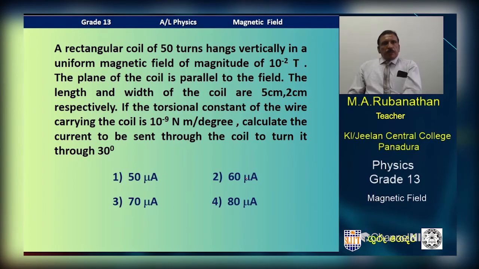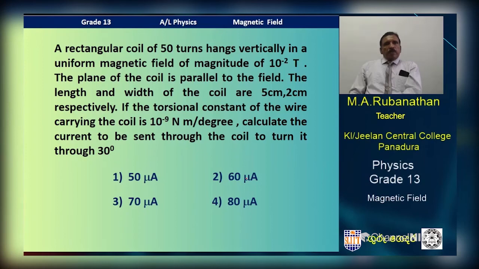Now we go to another question. A rectangular coil of 50 turns hangs vertically in a uniform magnetic field of magnitude 10 to the power minus 2 Tesla. The plane of the coil is parallel to the field. So normally, when the plane is parallel to the field, there will be a maximum torque acting on the coil. Okay, that's clearly we know that.